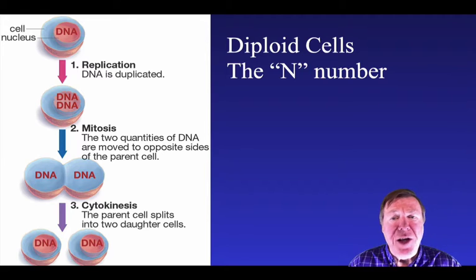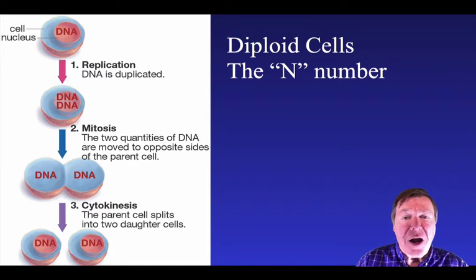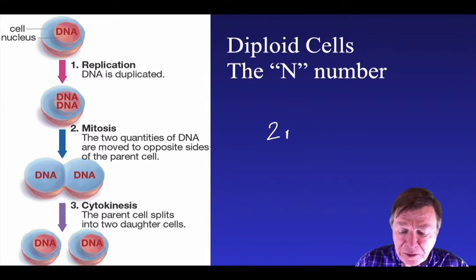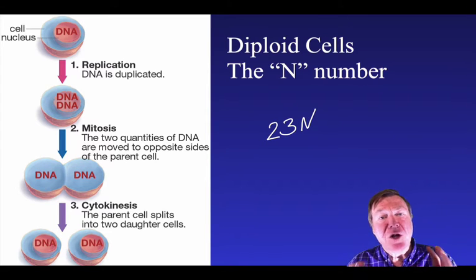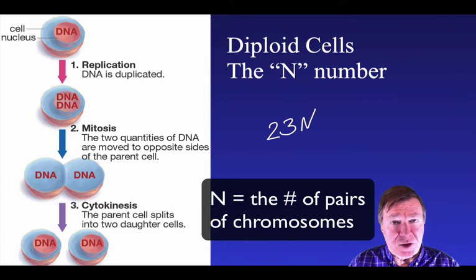We're going to talk about diploid cells, or the diploid. I talked about that in the introduction to the unit, diploid and haploid, and the N number. Okay, and you will see organisms like us are 23N. That means we have 46 chromosomes, 23 pairs of chromosomes.